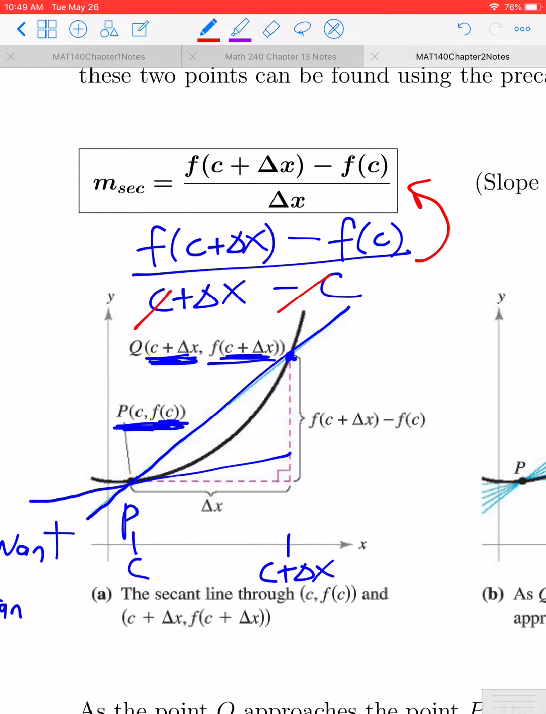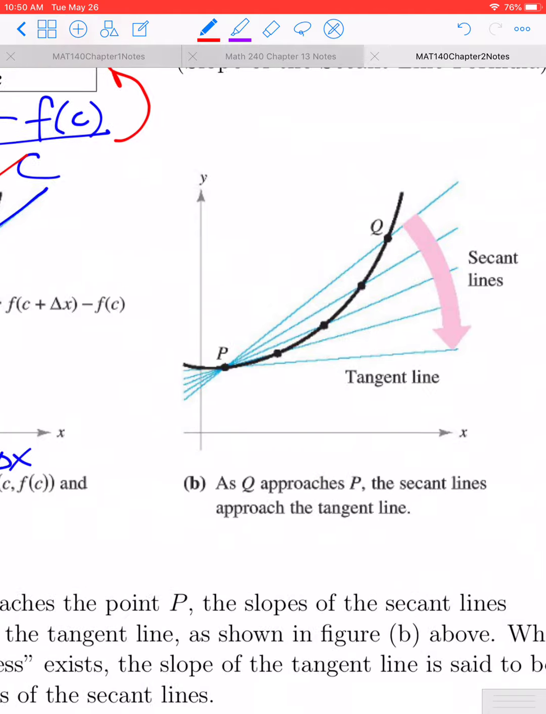We saw this during the review, but that is what we call the difference quotient, and this is where it comes from. Visually, what it graphically represents is the slope of the secant line to the function f that passes through the points c comma f of c, and a second point c plus delta x comma f of c plus delta x. So this is something we can do, because now we have two points, we can compute that slope. And now here's the limiting process idea.